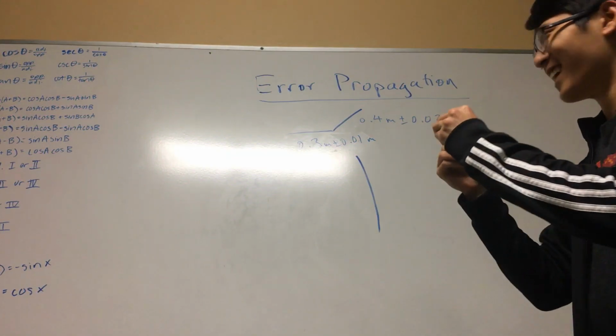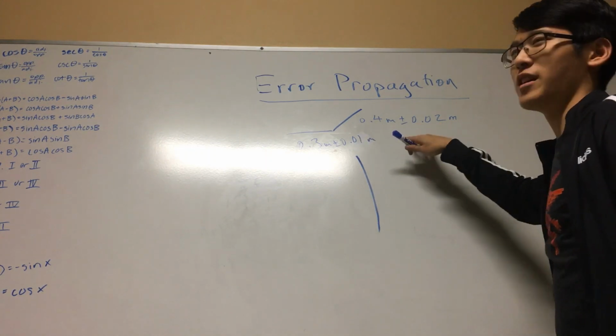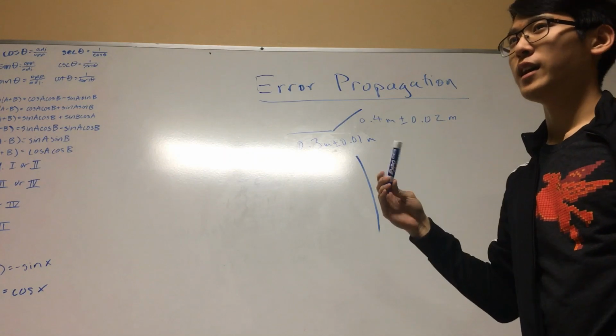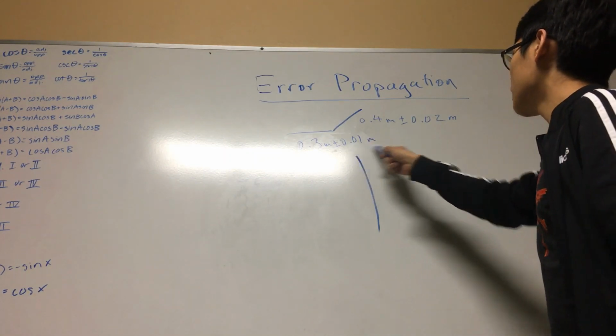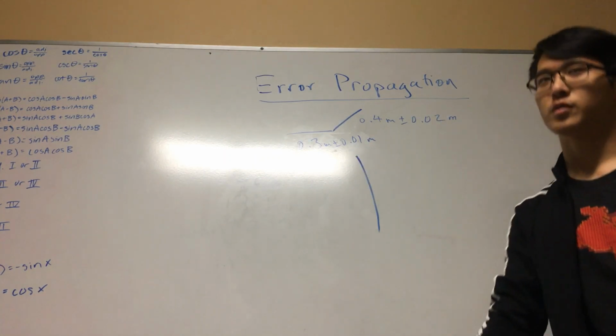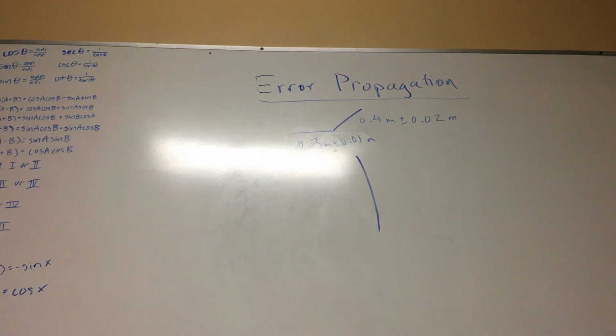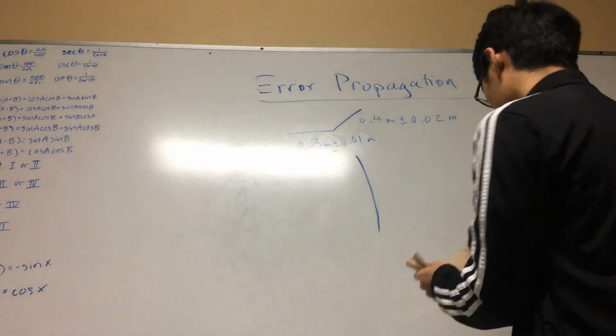If you want to add these two together, for example, is it going to be 0.3 plus 0.4, simply 0.7? And then what are you going to do with this plus or minus 0.02, 0.01? This is where error propagation comes in handy. This thing right here.